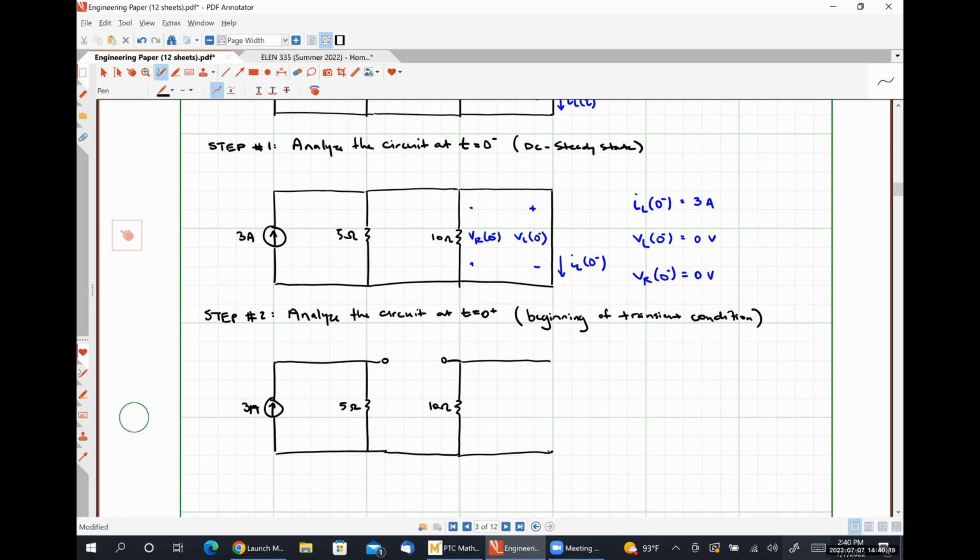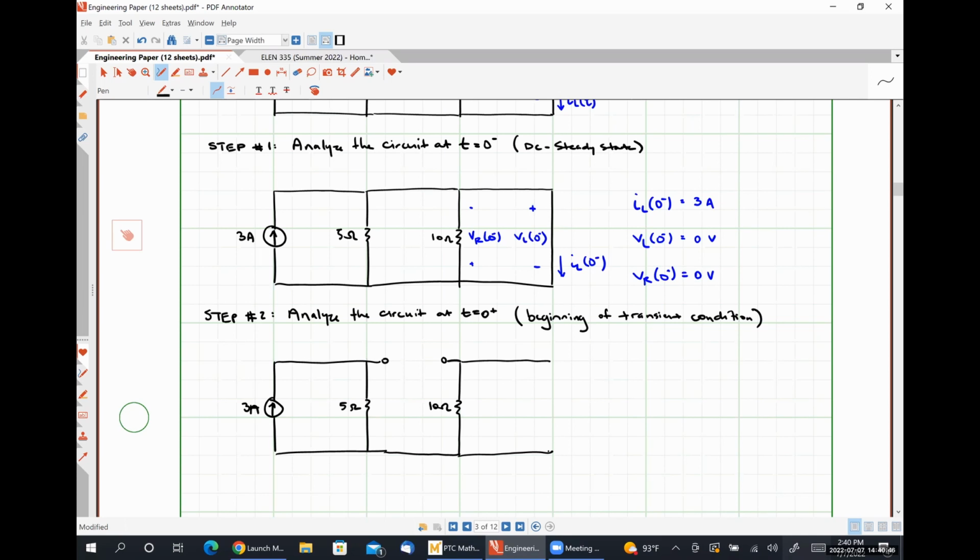We know that the current flowing through the inductor cannot change from t is equal to 0 minus to t is equal to 0 plus. So whatever current the inductor was carrying at t is equal to 0 minus, the inductor has to be carrying that exact same amount of current at t is equal to 0 plus. In this case, it's 3 amps, okay?